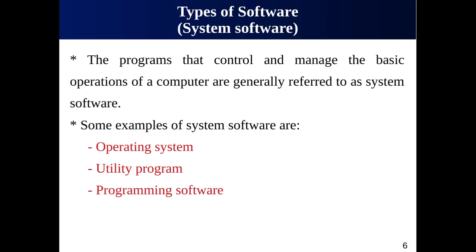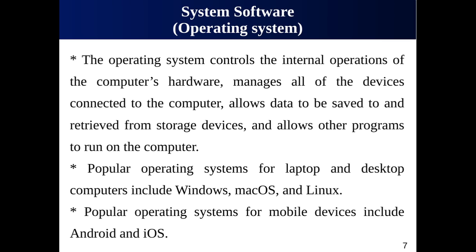The system software concept is that they actually provide you an interface to use the machine, the computer, efficiently. For example, let us talk about the operating system, which is the primarily important type of system software, and it is the most fundamental set of programs that we run on a computer, because the operating system controls the internal operations of the computer's hardware. It will manage all the devices that are connected with the computer. In addition, it will allow the user to store the data and then retrieve the data from storage devices.